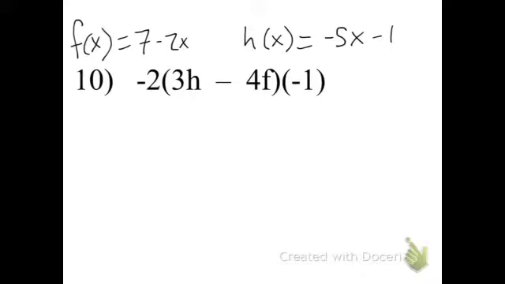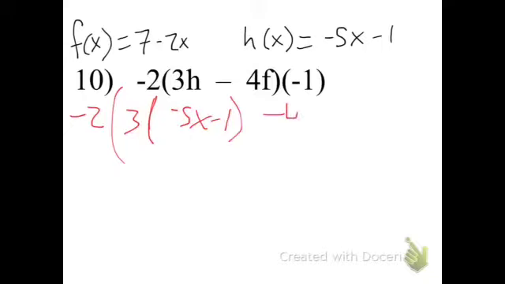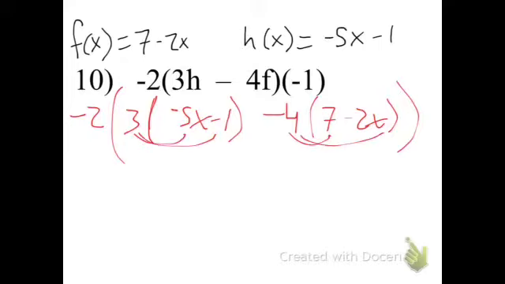And number 10. Luckily this one has us evaluating at -1, so might ease our burden a little bit. Make sure you do things in the proper order here. So h is -5x minus 1, and f is 7 minus 2x. So now we got all this. I'm going to distribute my numbers through, just kind of simplify things a little bit inside there.